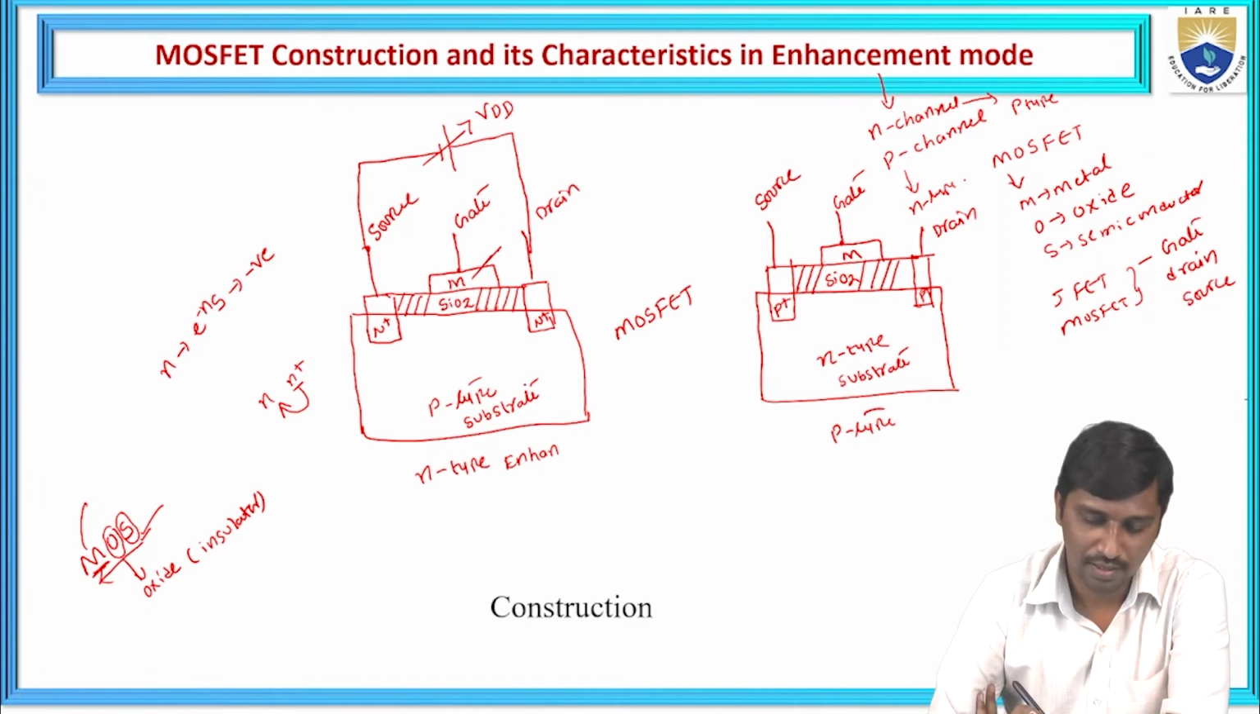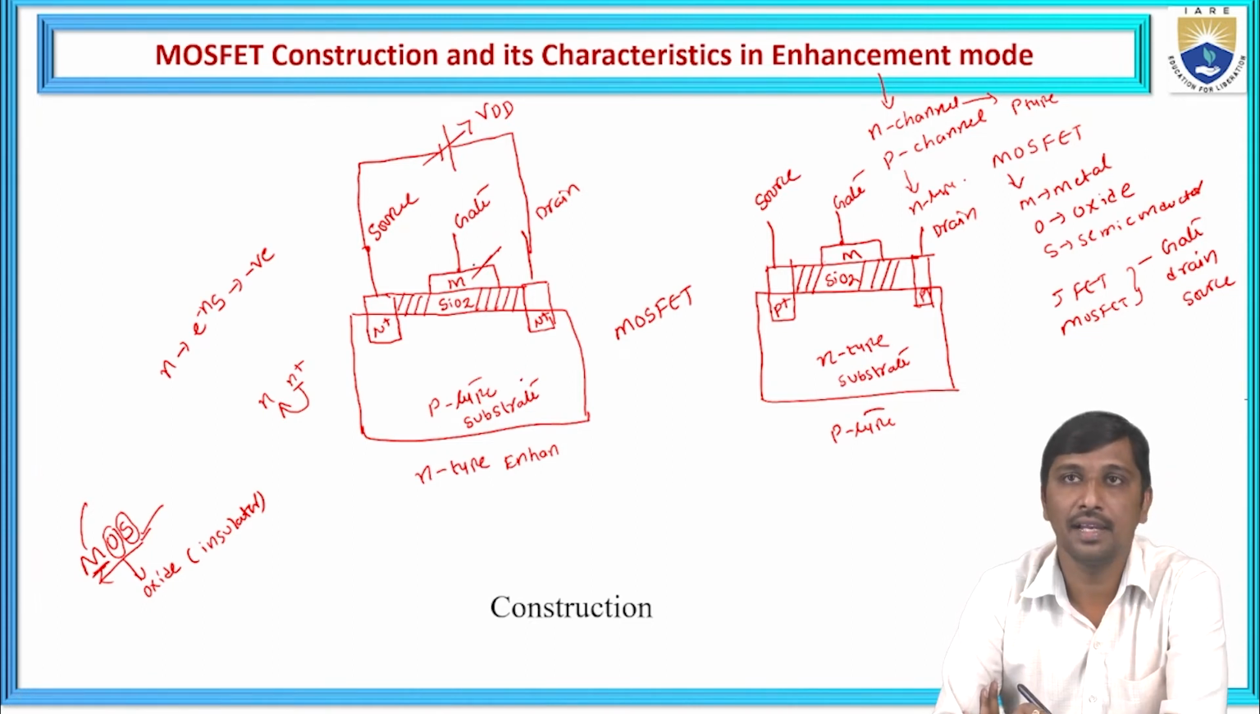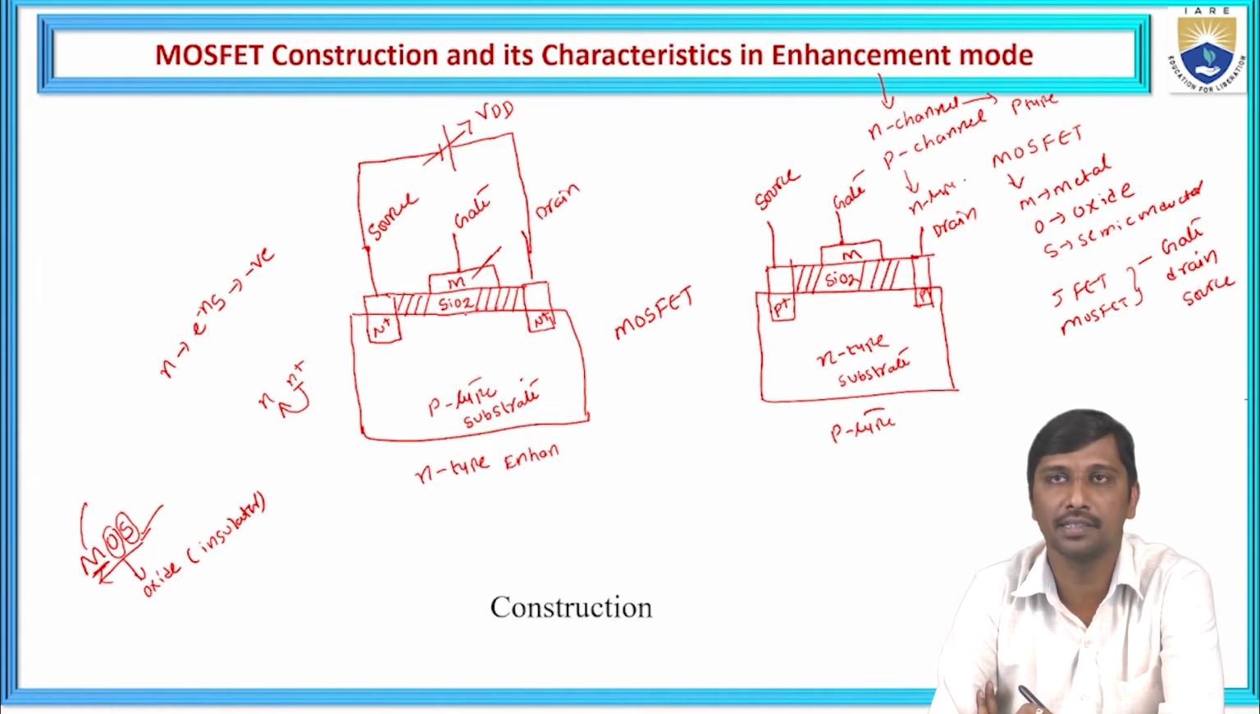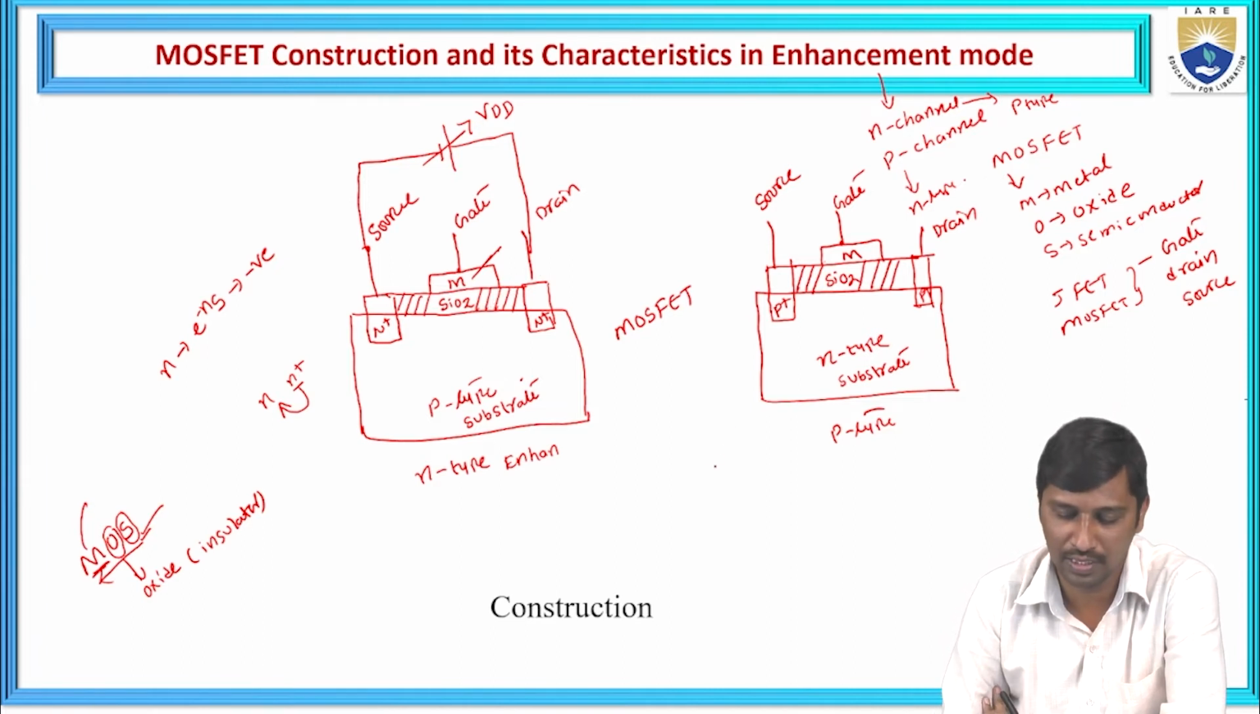So hence the substrate as well as the metal, these two are conducting plates. In between these two conducting plates, we inserted one dielectric media, that is nothing but an insulator, represented as silicon dioxide, SiO2, where the SiO2 acts as the insulating media. So that is the reason.